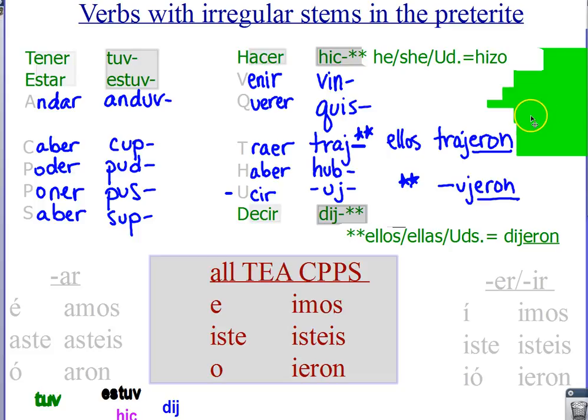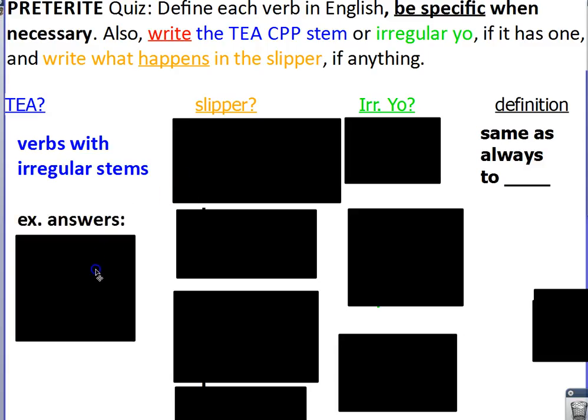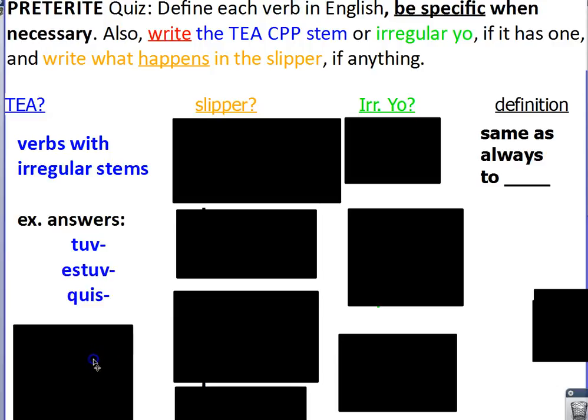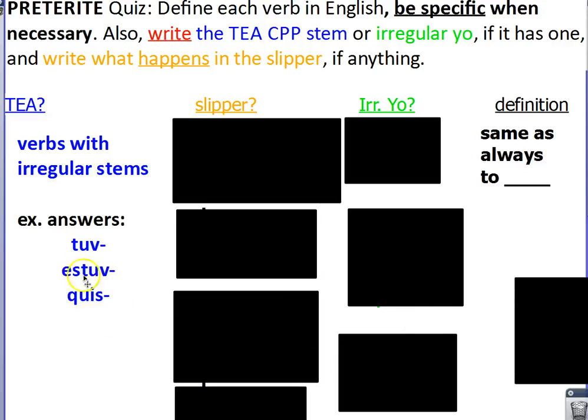So what that part of the verb quiz is asking you is to fill in tuv, estuv, and so on, whatever you need, if that pertains to any of the verbs on your verb quiz. So example answers are tuv, estuv, kis. You just write that teacup stem right in there.